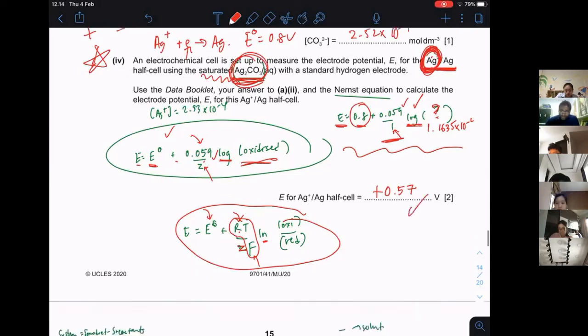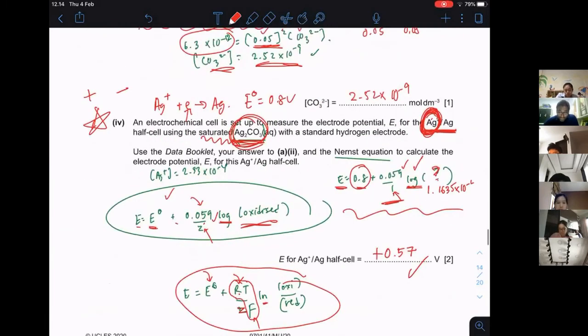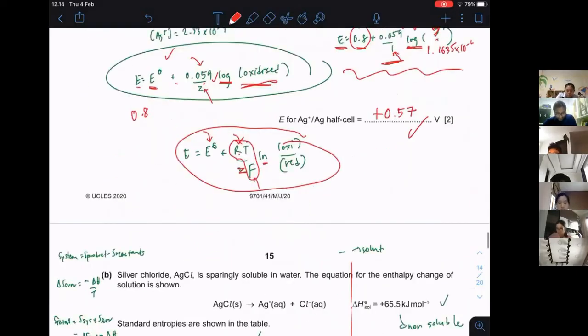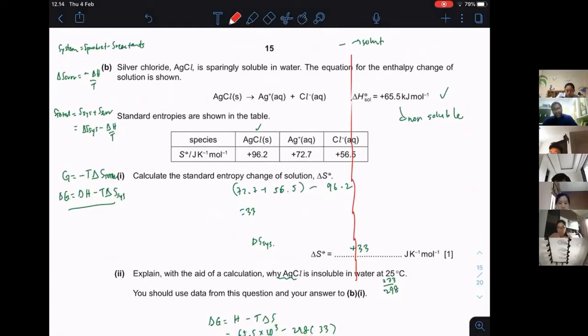This is different than the voltage that we expected, which is supposed to be 0.8. Because we are using a different concentration of Ag2CO3, it became 0.57, less than 0.8. Okay, let's continue. Now, this is going to be a question about entropy.